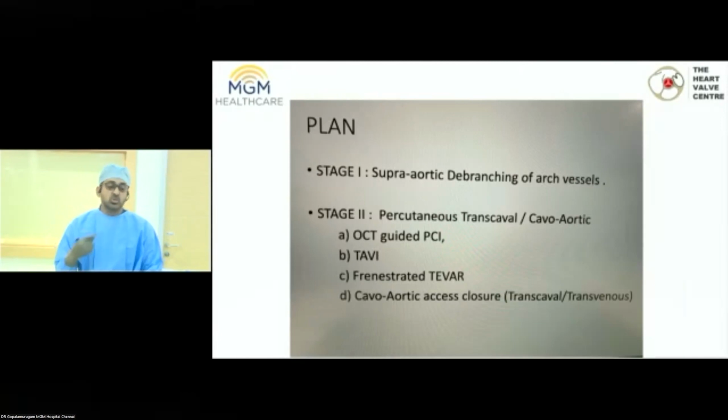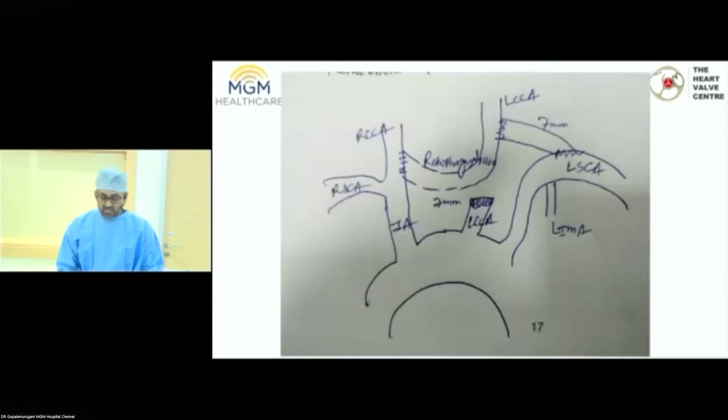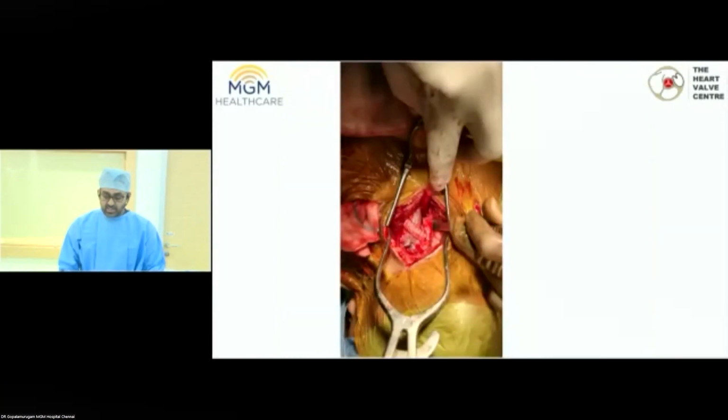So stage 1 was to do a minimally invasive debranching of the arch vessels. And then stage 2 was to do a PCI, TAVI, TEVAR, and close the aortic caval access. This is the schematic. The plan was to have the innominate fenestrated, and the graft from LCC to RCC, and then to LSA was the surgical cut down done in a hybrid OR here. You can see here minimally invasive grafts from RCC to LCC, LCC to LSA.